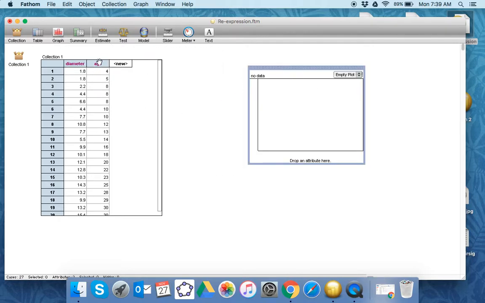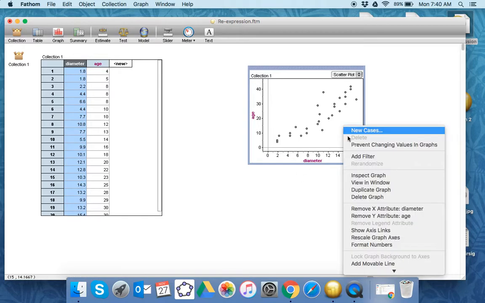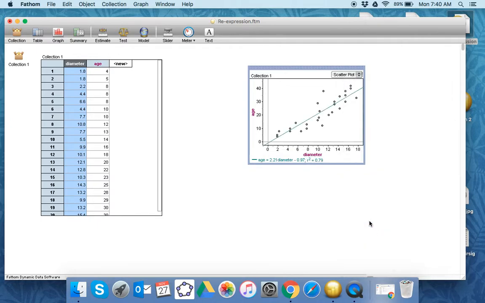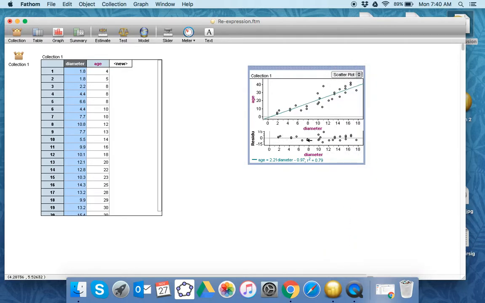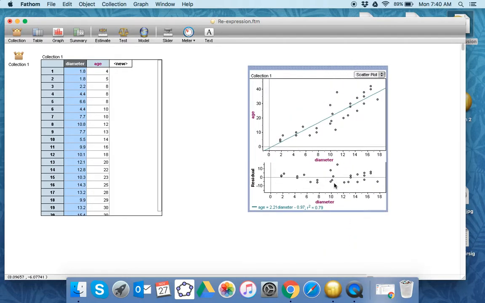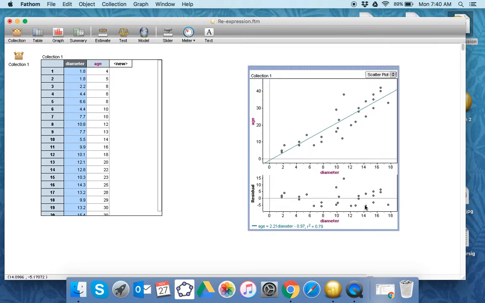So I'm going to drag down a graph, and I'm going to see how age responds to diameter. And if I did put a least squares line in, and then I checked the residual plot, I would notice that there's a curvature to it. This doesn't look that bad actually, but we'll just go along with it, that there is some curvature to it, perhaps. So maybe there's a better way to predict age from diameter. Maybe it's not a perfectly linear relationship.